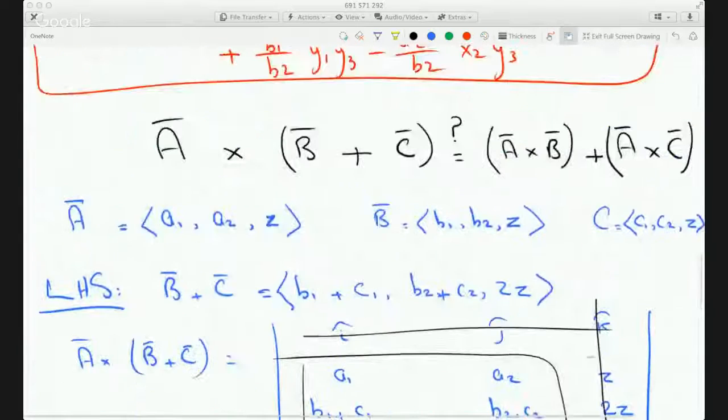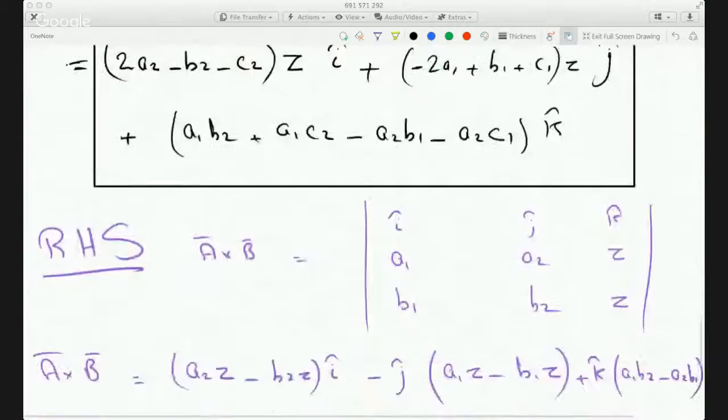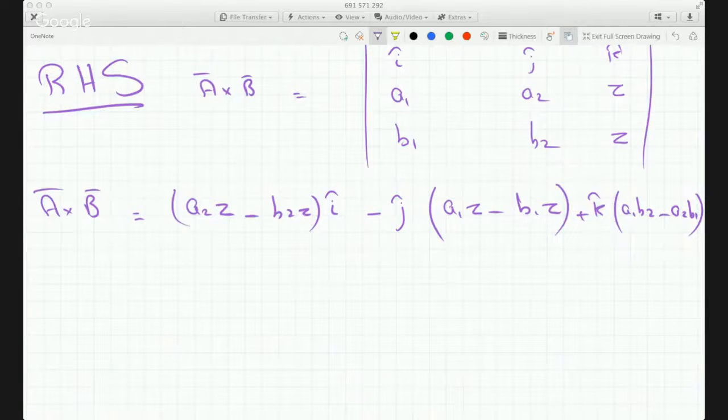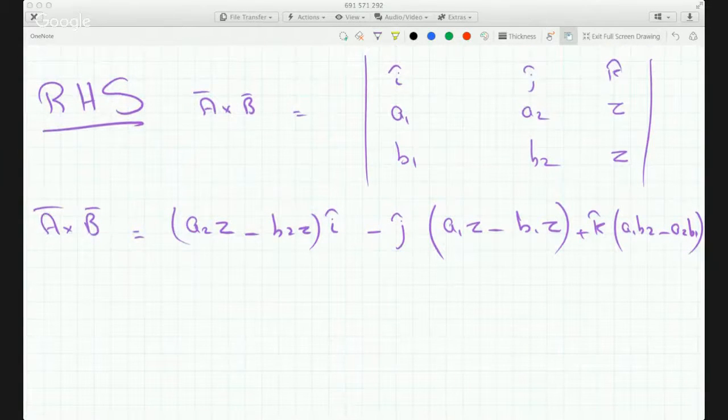And now we will do a cross c. Now, if you think about it, with a cross c, the only thing that will happen, every b1 will be replaced with c1, and every b2 will be replaced with c2, and z is the same. So we can actually just copy from here. Do you understand what I'm saying?